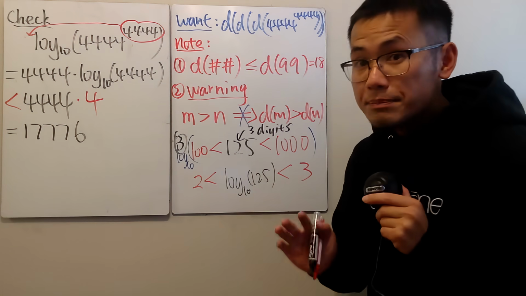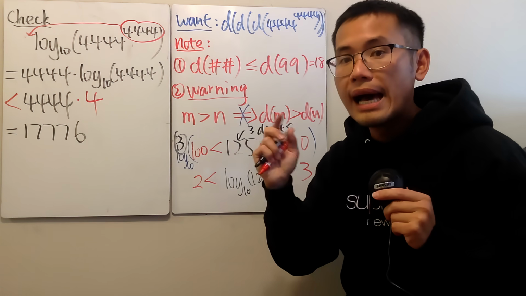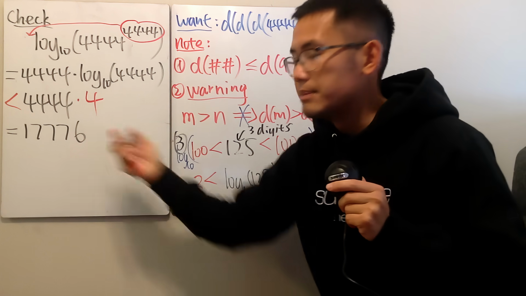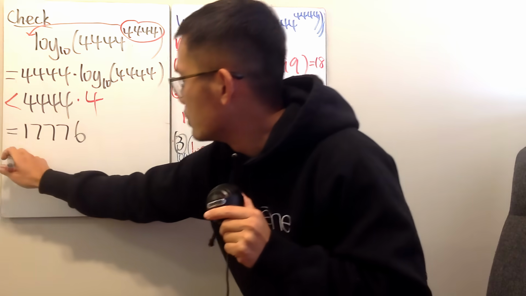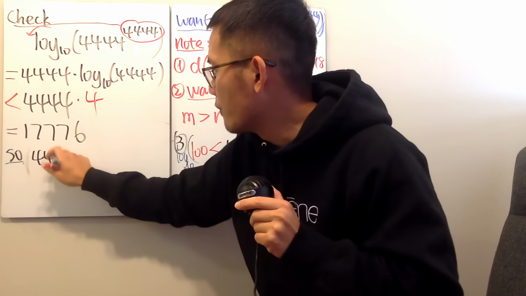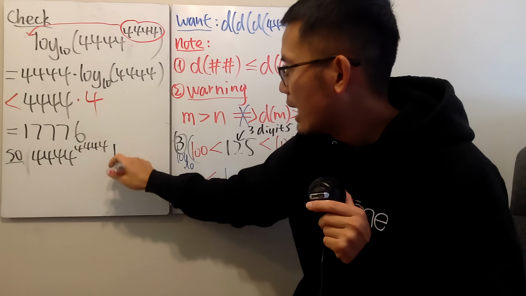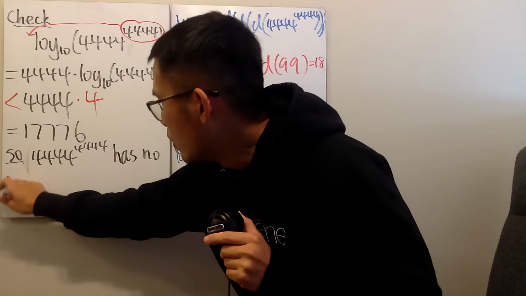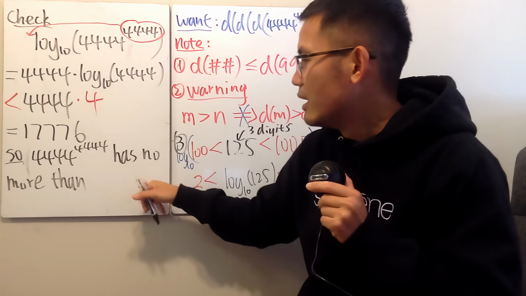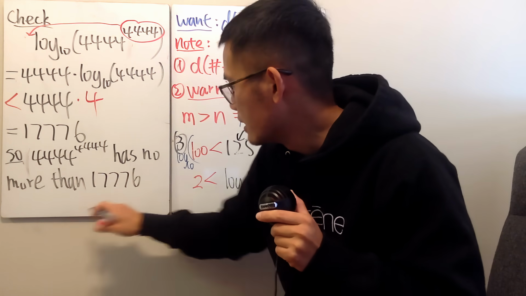So what this means is that this number, 4444 to the 4444, has at most this many digits. Technically, it has no more than this many digits. So let me tell you guys right here: the number 4444 to the 4444 has no more than 17776 digits. I should use the term less than, but it doesn't really matter.